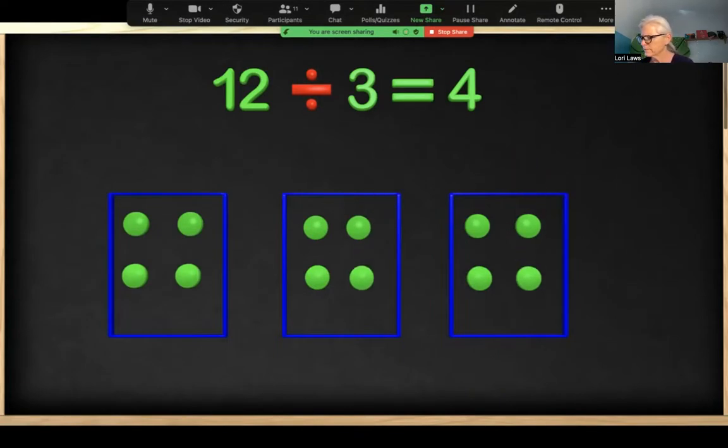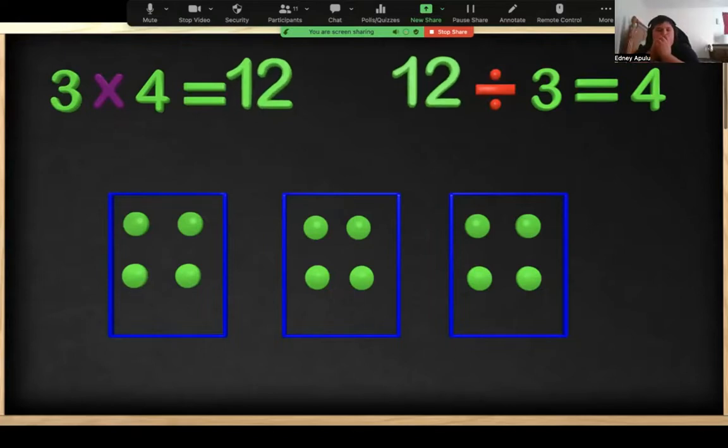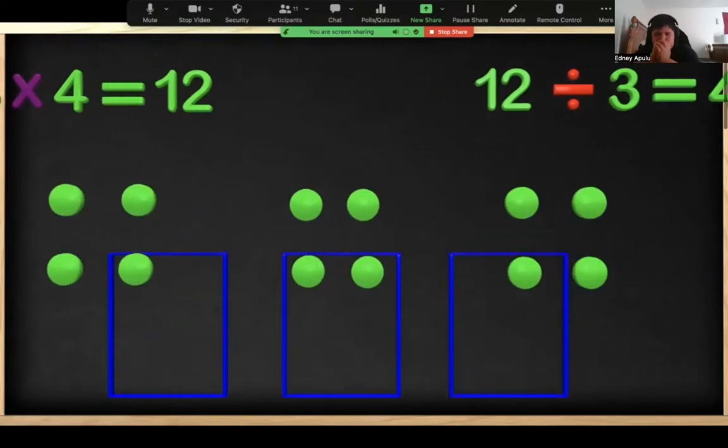Can you tell me how many dots are in each group? There are 4 dots in each group, just like the answer. Awesome! In both the multiplication and division problems, the smaller numbers tell us how many groups we have and how many items go in each group. The biggest number in each problem is the total amount of items, or dots in our case.